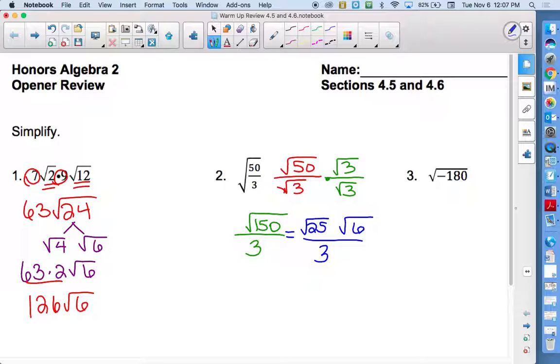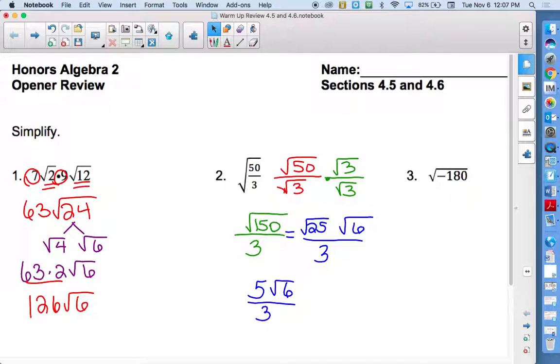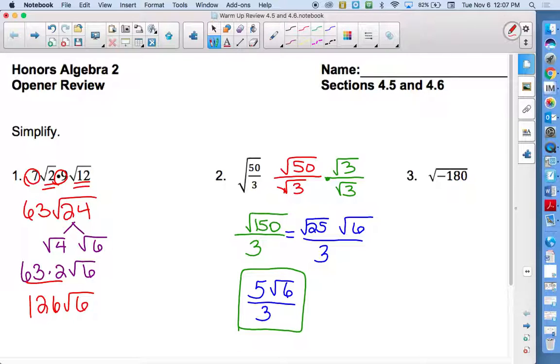So 25 times 6 makes 150. The square root of 25 is our perfect square of 5. The square root of 6 stays, and then we still have it divided by 3. This is the simplified answer. If we could reduce 5/3, if there was something that would divide into both of those, we would want to do that, but otherwise it's simplified as is.